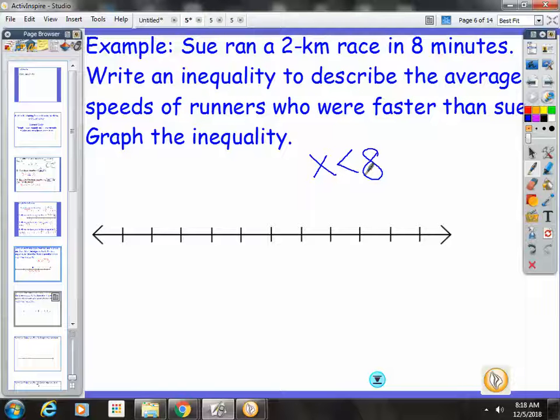So let's graph this on our number line. Once again, I put 5 numbers in my number line, a couple numbers above and a couple numbers below 8. As we graph it, will we use an open or a closed circle? Open. And what direction can I draw this arrow to show all the times that are faster than Sue's? Less than, to the left.